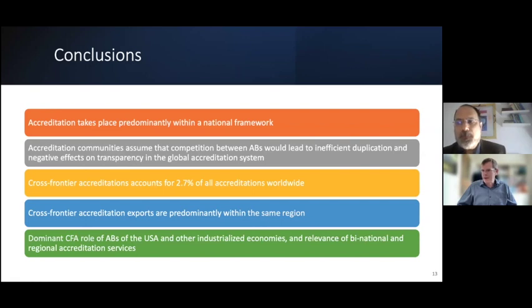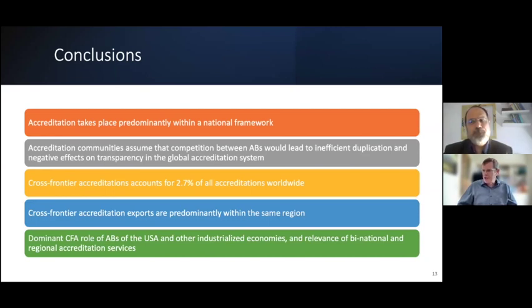To wrap up our findings, we concluded with 5 statements. First, that accreditation takes place predominantly in the national framework. This is what we have not researched in this study, but it's important to highlight. The second part regarding cross-border accreditation is that accreditation communities assume that competition between accreditation bodies would lead to inefficient duplication and negative effects on the transparency in the global accreditation system. Therefore, we have this principle, one accreditation body by country, especially in Europe.